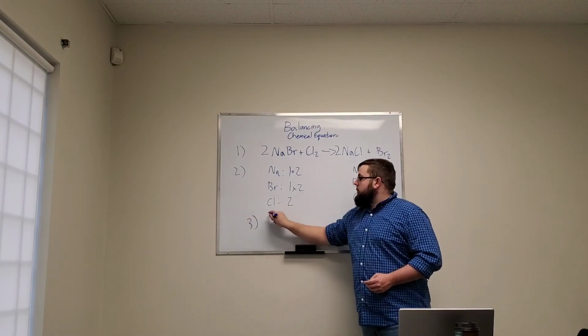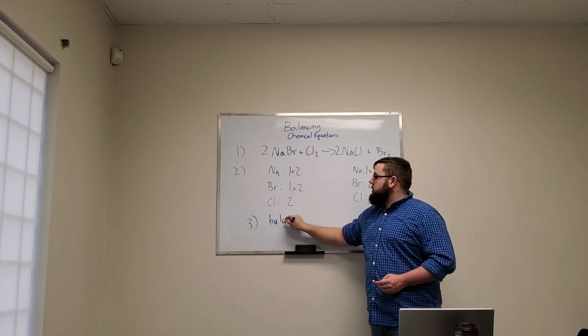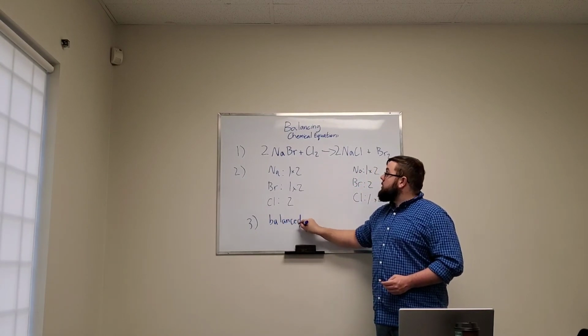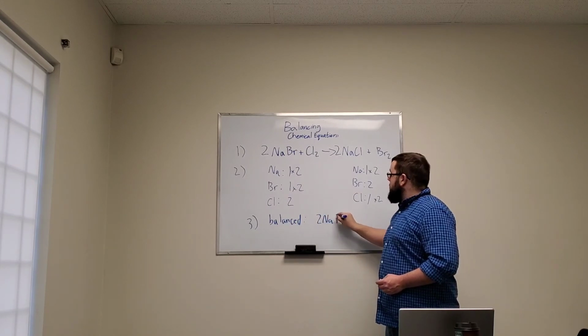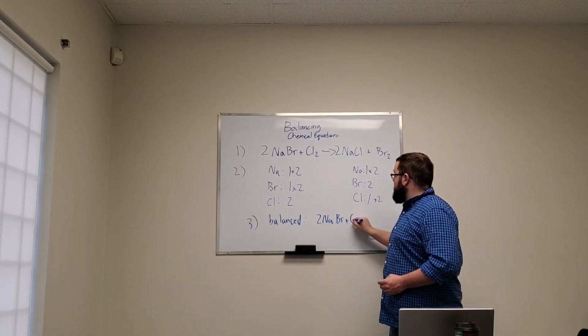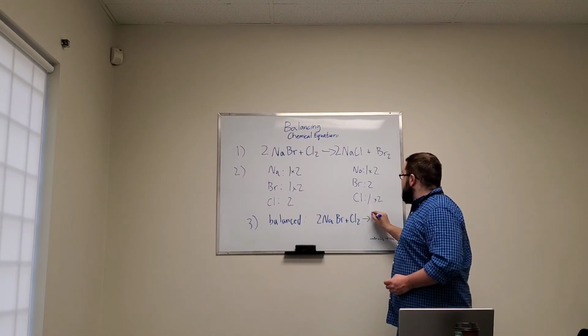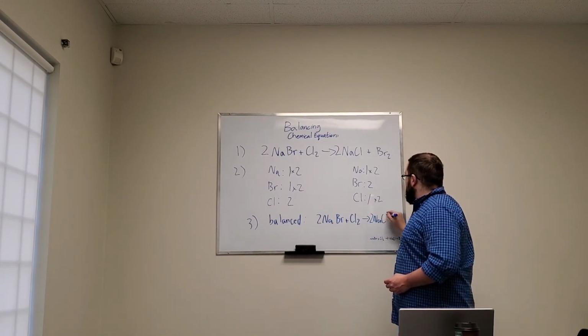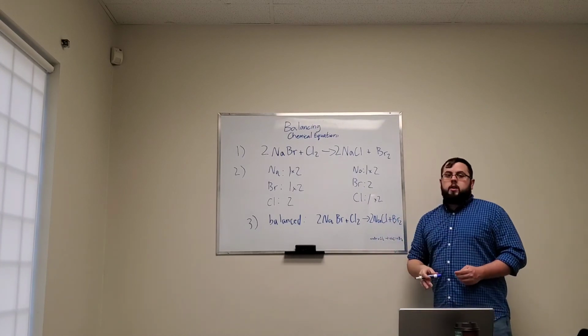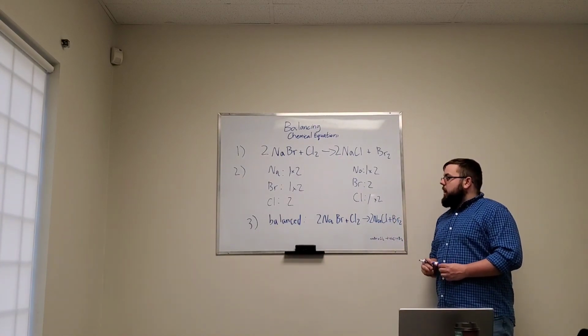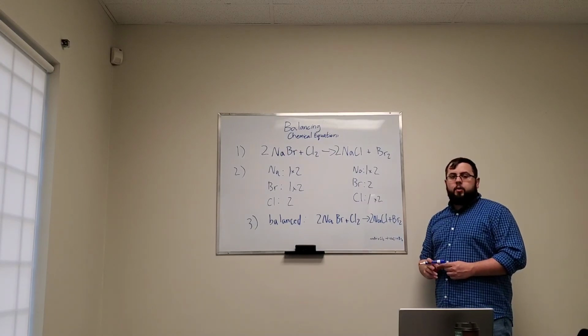So step 3, balance as 2NaBr plus Cl2 yields 2NaCl plus Br2. All right, so this is a pretty straightforward example of how to balance chemical equations.